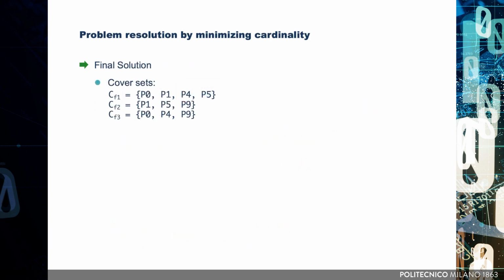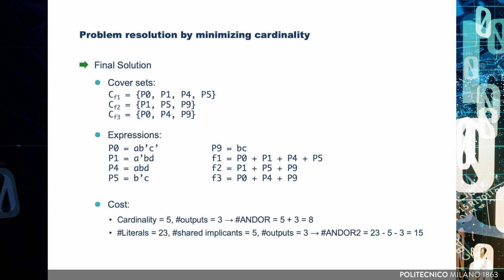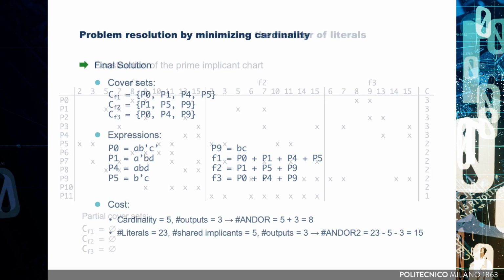Let me conclude by showing you the final cover sets. These are the expressions that describe the circuit, where 5 AND gates are shared across the 3 functions. And here is the final cost of the solution. 8 generic gates with any number of inputs, or 15 two-input gates.